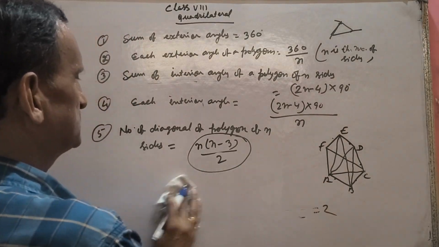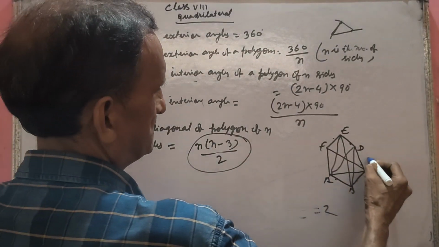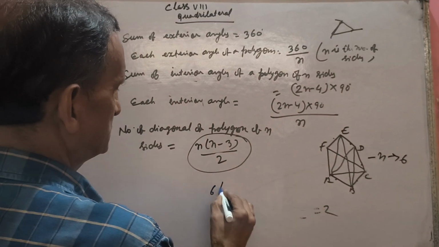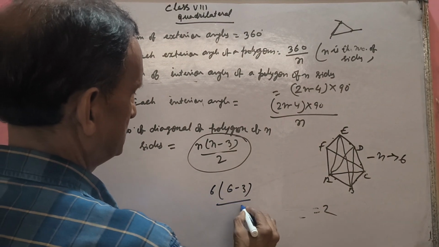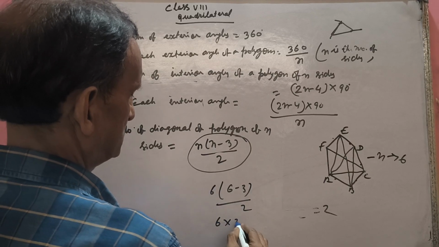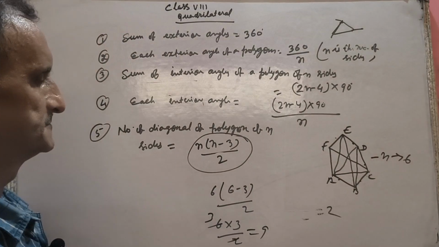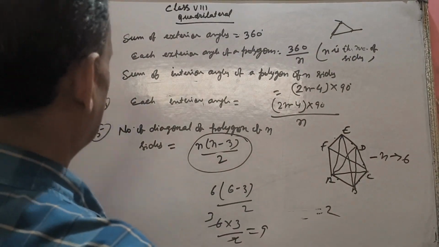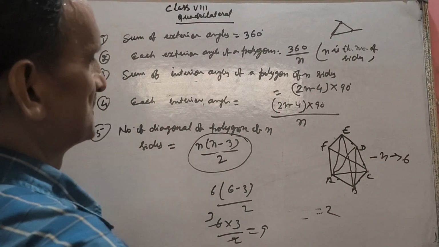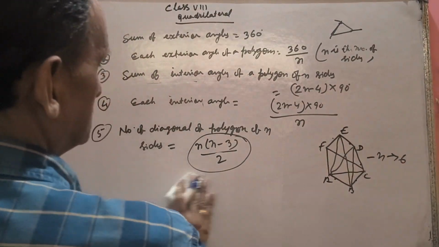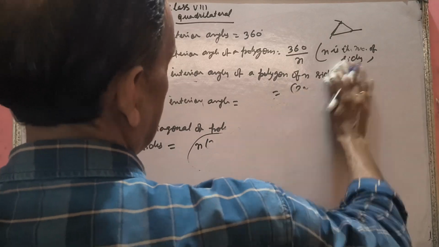So if you know this formula, here n equals 6. Just put the value: 6 into (6 minus 3) by 2. So 6 into 3 by 2, you will get the number of diagonals as 9. So this will help you. All these formulas are very important, and they can be used for verification and while doing the exercises.